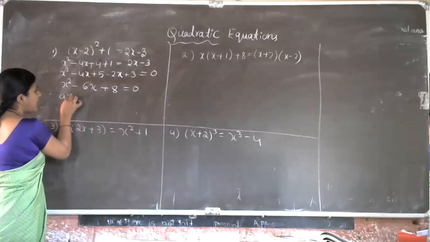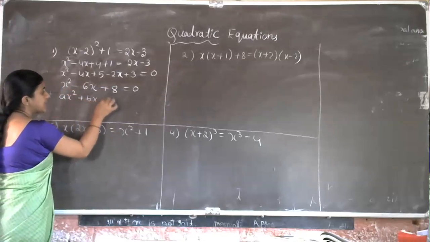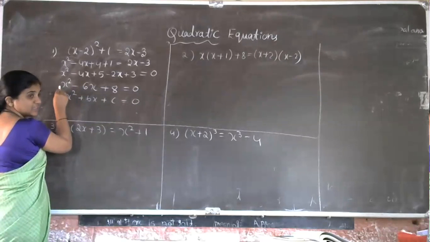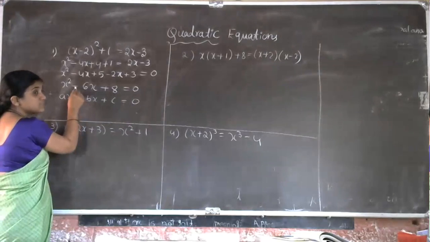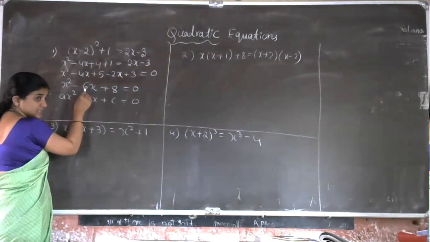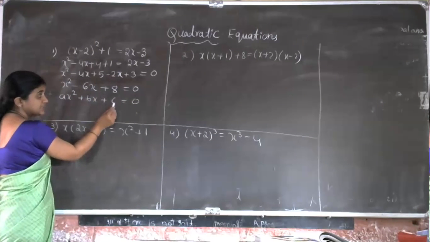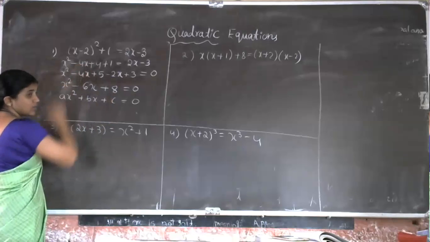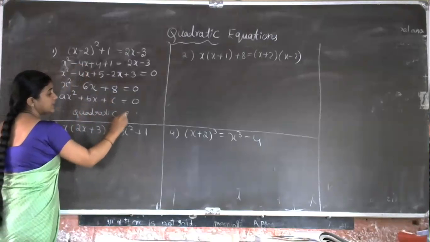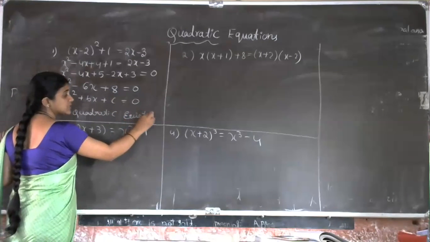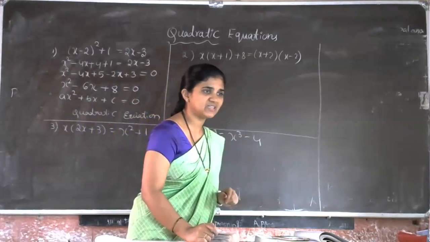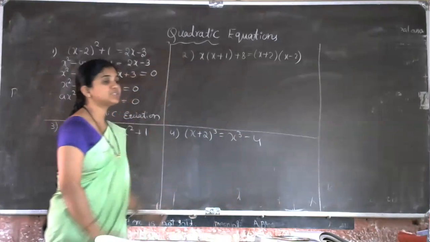This is in the form of ax square plus bx plus c equal to 0. Here the a value is 1, the b value is minus 6, because in the standard form we see plus, but here minus 6 is there. So the b value is minus 6, and the c value is 8. Therefore, this is a quadratic equation. The first condition is a quadratic equation. Got the idea of this type of problem? You have the same problems in your first exercise. Is that clear?